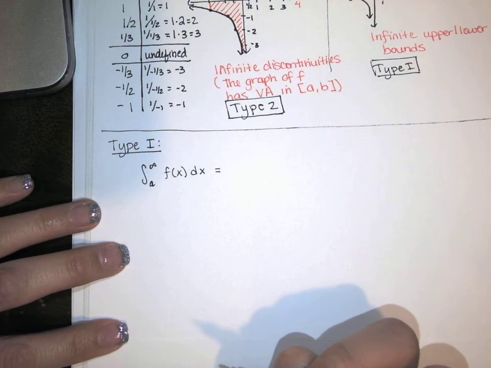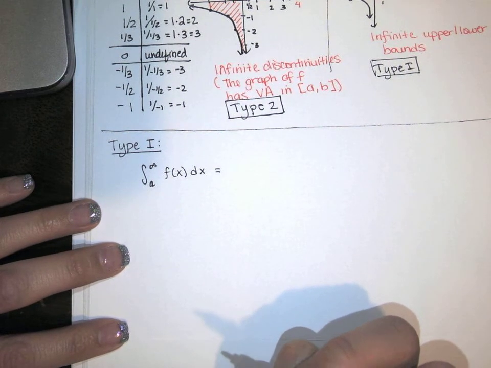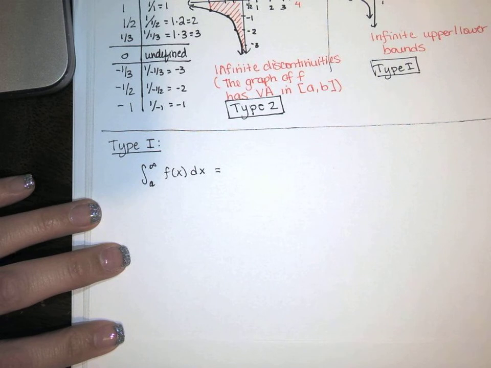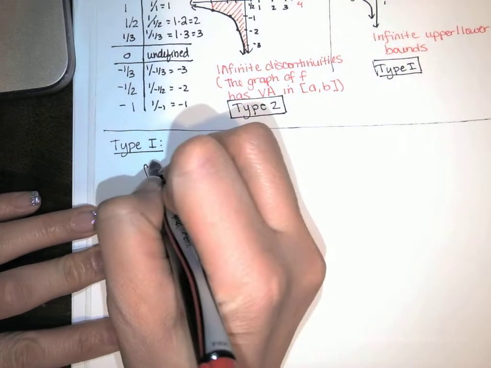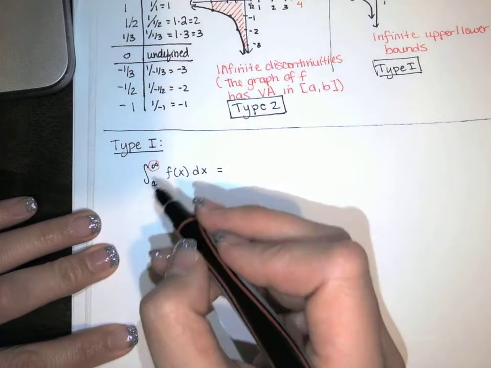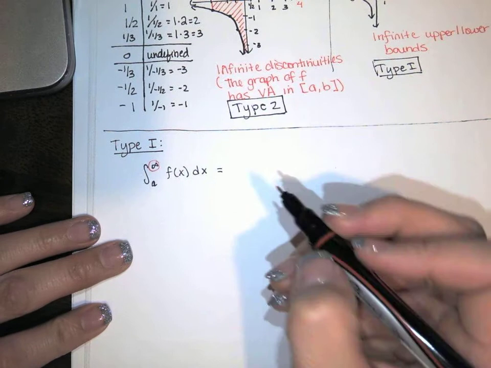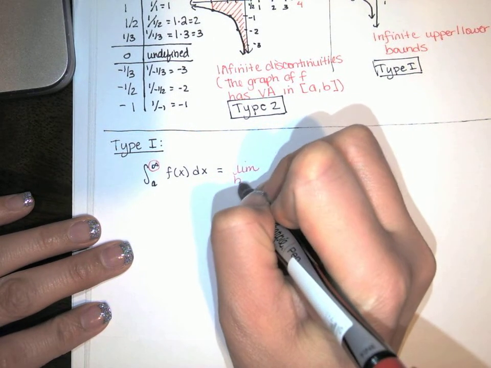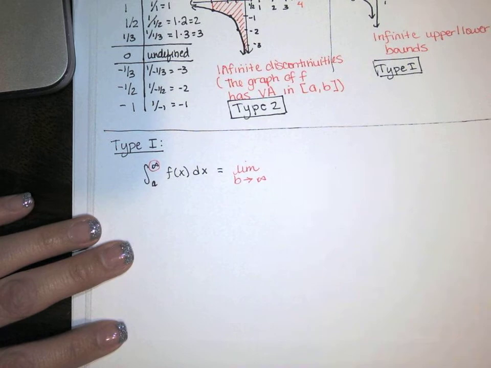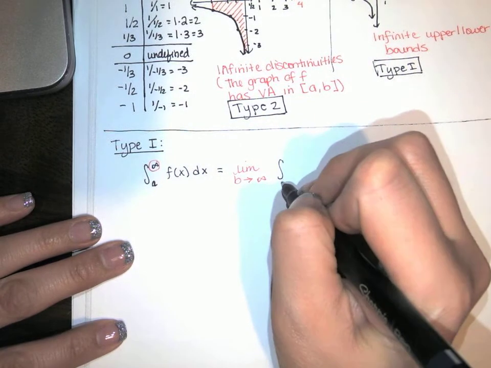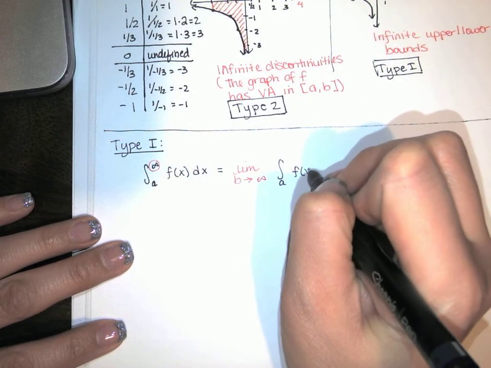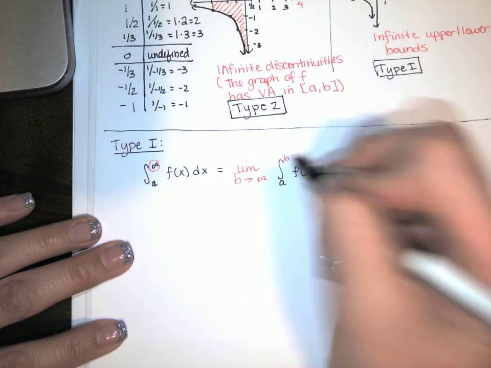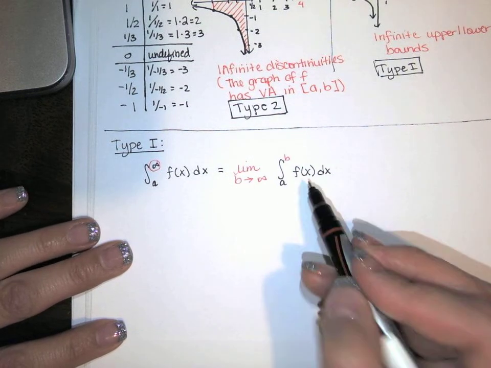We're going to define that to be a limit. All improper integrals are defined as limits. The problem for us is that upper limit, which is infinity. So I'm going to replace that upper limit with b, and then take the limit as b goes to infinity of the integral from a to b of f of x dx. So all improper integrals are written as limits, and this is how you write this one.